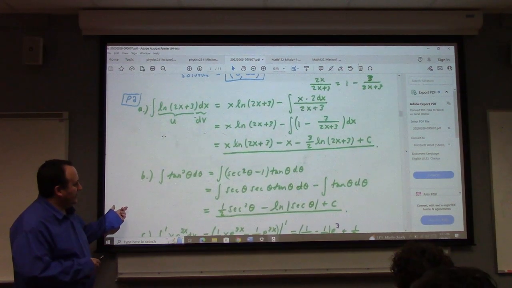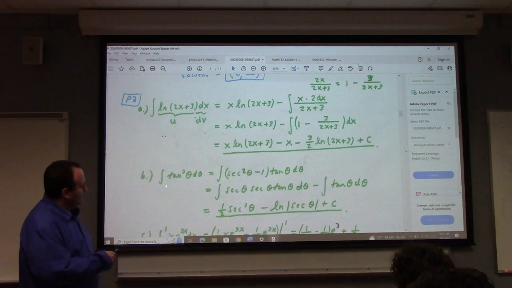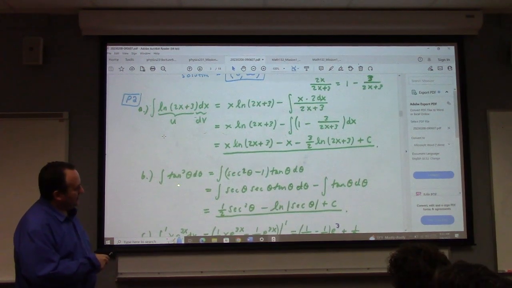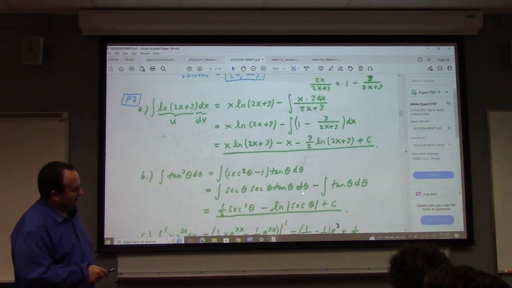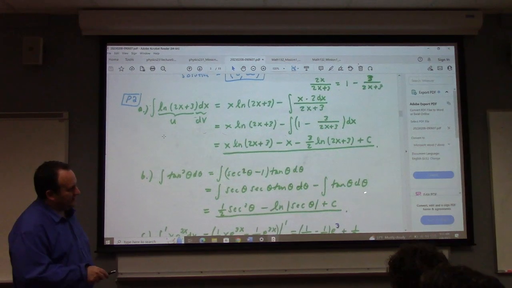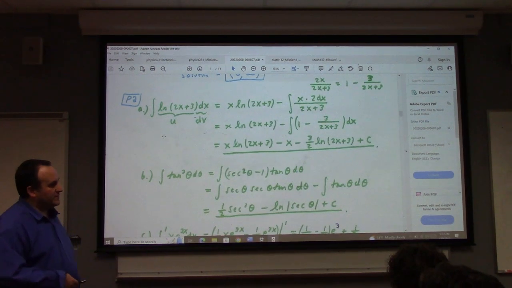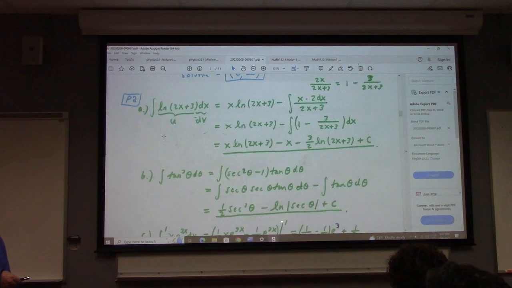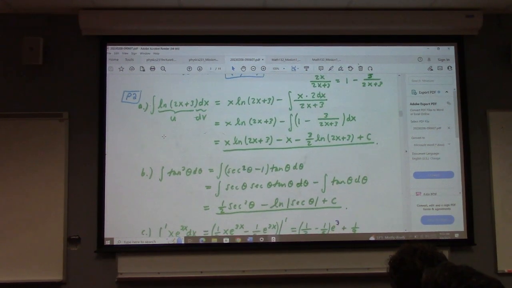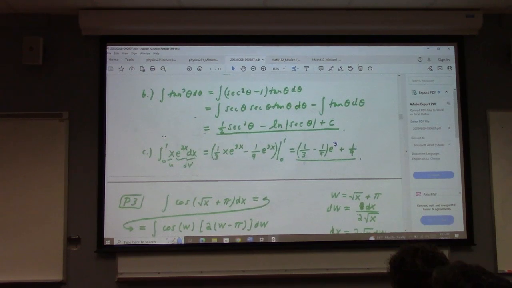And then this one, oh man, come on. Tangent cubed, I break into secant squared minus 1 times tangent, which then gives me a tangent integral and a secant tangent integral, which is a u equals secant substitution. That works out to the natural log of the secant. And again, if you write sine over cosine, make a u equals cosine substitution. It works out to that, I believe. So there's that one. These ones are pretty straight down the middle.